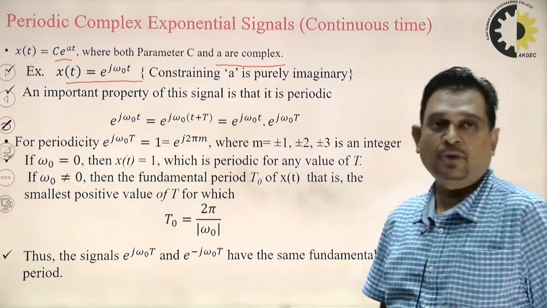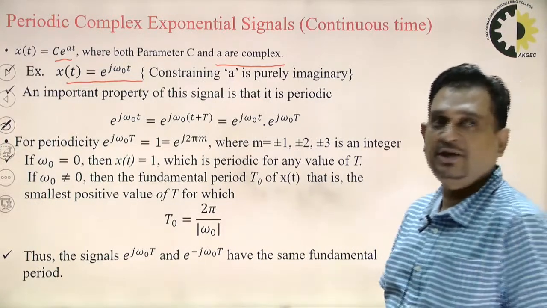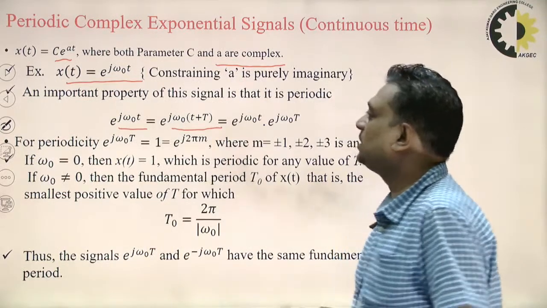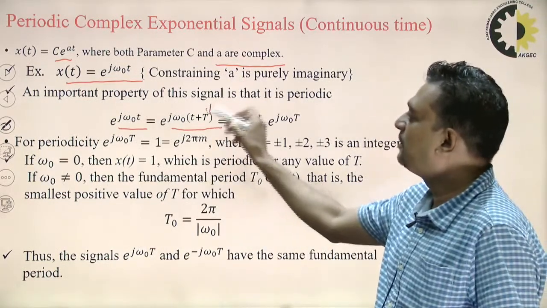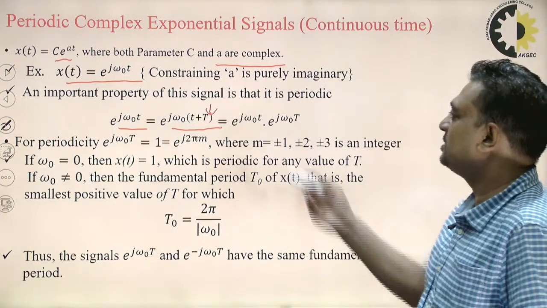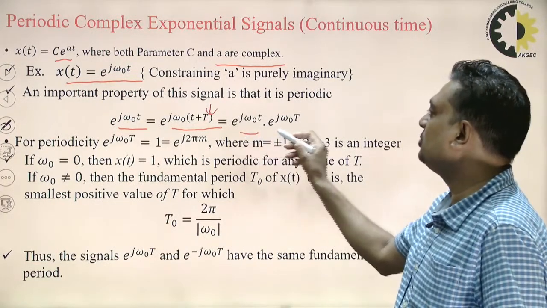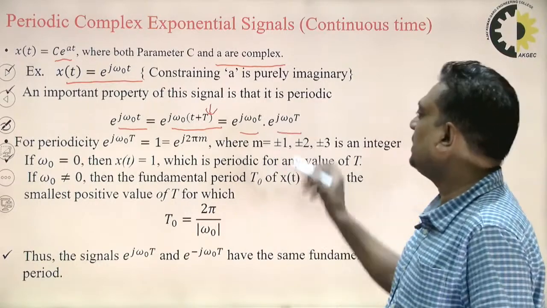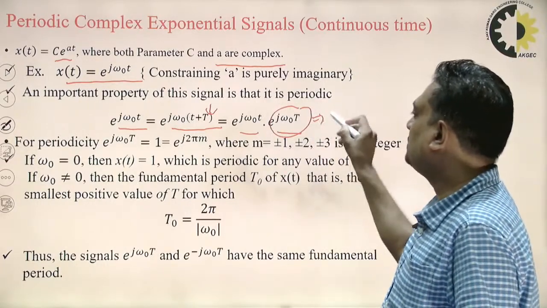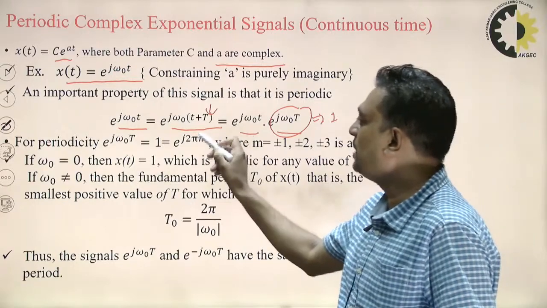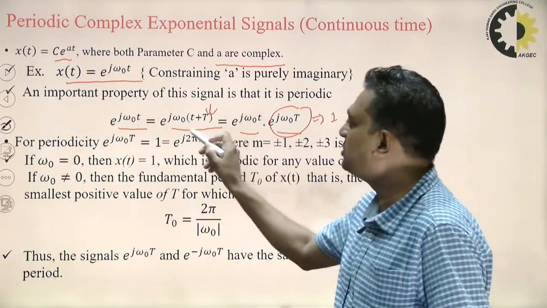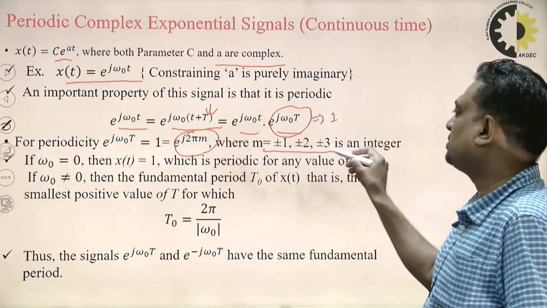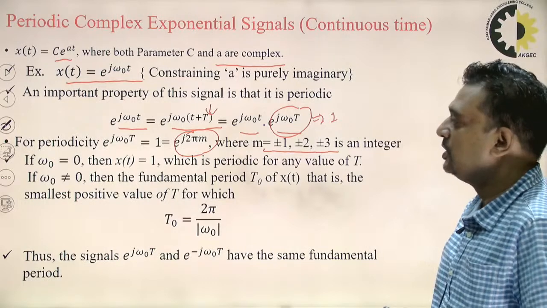The important property that we find for this signal is that e to the power j omega naught t equals e to the power j omega naught (t plus T), where T is the time period. So we can represent this as e to the power j omega naught t times e to the power j omega naught T. This equation holds when the latter value is equal to 1, and this value is 1 when it is equal to e to the power j 2 pi m, where m equals plus minus 1, plus minus 2, plus minus 3, an integer.